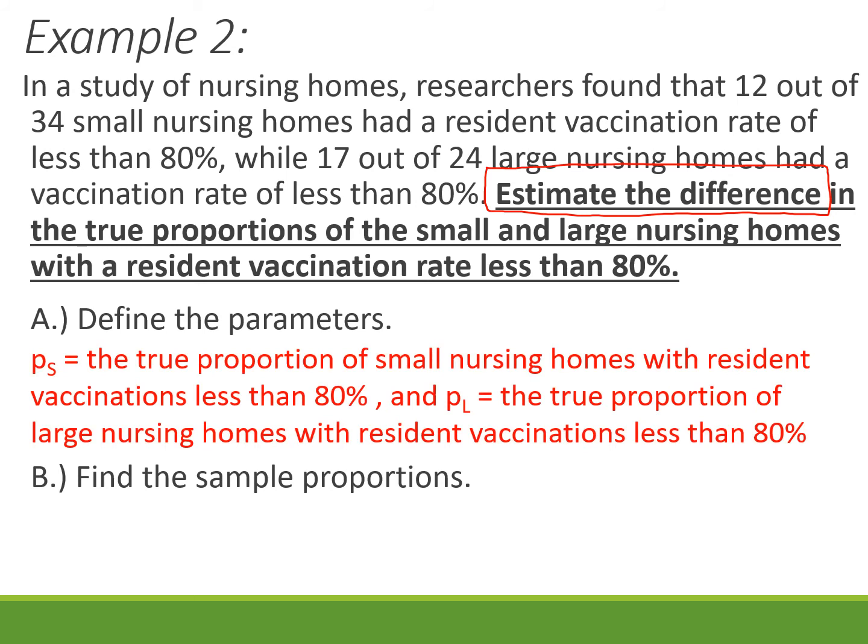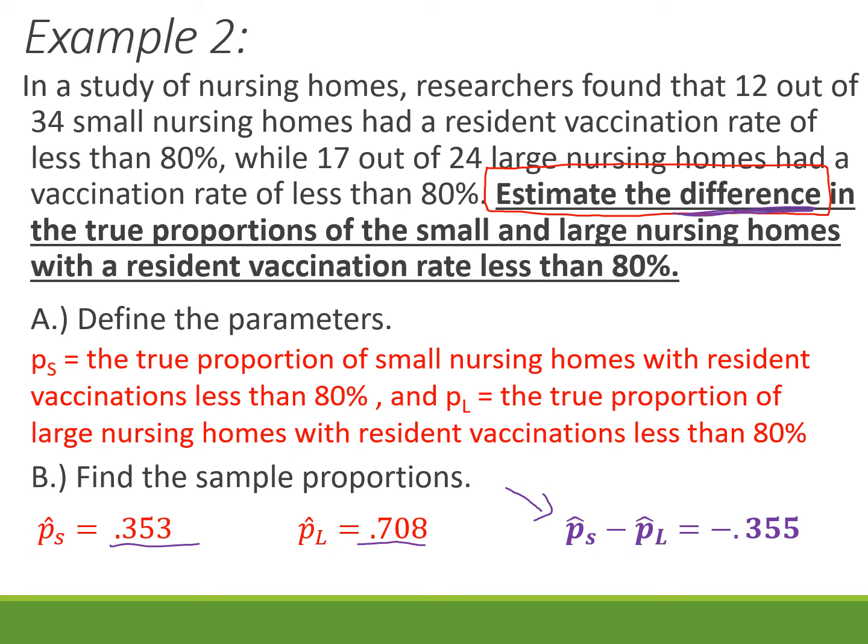These are the same as last time. And part B, we did in the hypothesis test, find the sample proportions. We got 0.353 for the small nursing homes, 0.708 for the large nursing homes. And we're going to estimate the difference between these two. So we're going to want to subtract them. And while it isn't important which one we put first right now, when we get to our final conclusion, it is going to be important which one comes first. So just note that we have small nursing homes first, large nursing homes second.